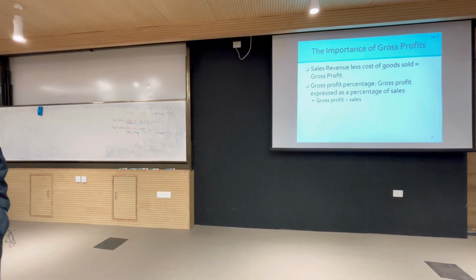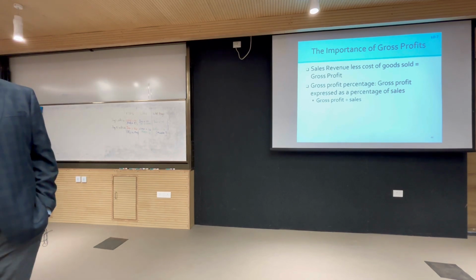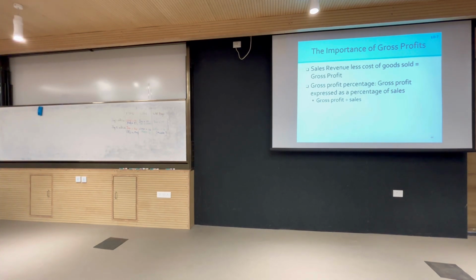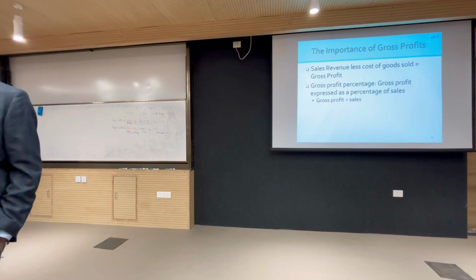Read it. This is very, very simple. Sales less cost of goods sold is gross profit. Gross profit percentage is gross profit divided by sales. Next.